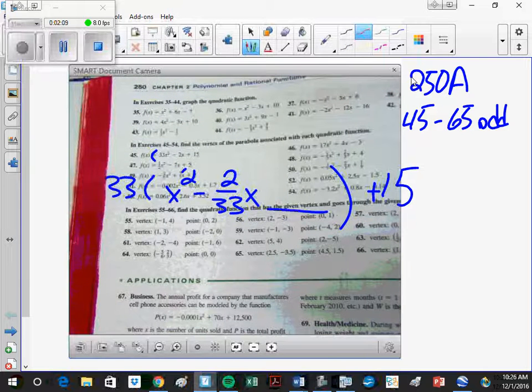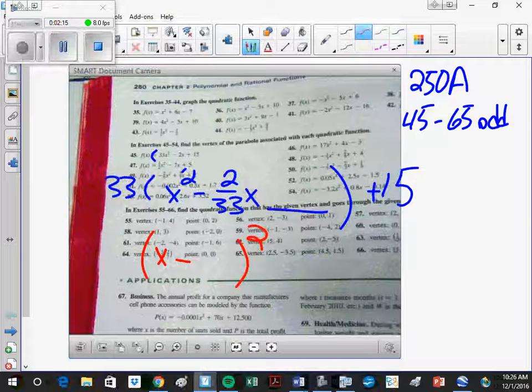Okay. Now we need to complete the square. So the factor would be x minus half of 2 over 33. How do you cut a fraction in half? You either cut the top in half if it's even, but if the top is not even, then you double the bottom. So in this case, the top is even, so I just divide the top by 2, which would be 1 over 33. But if the top is not even, then you double the bottom. So 1 over 33.